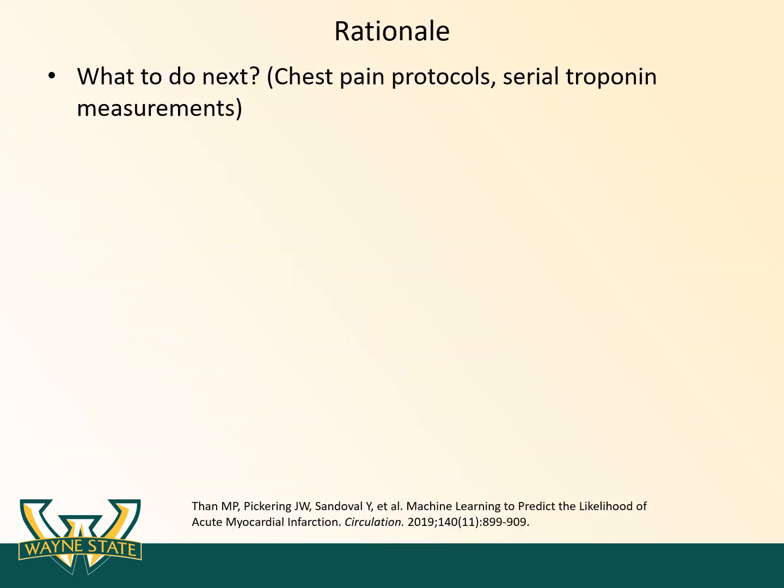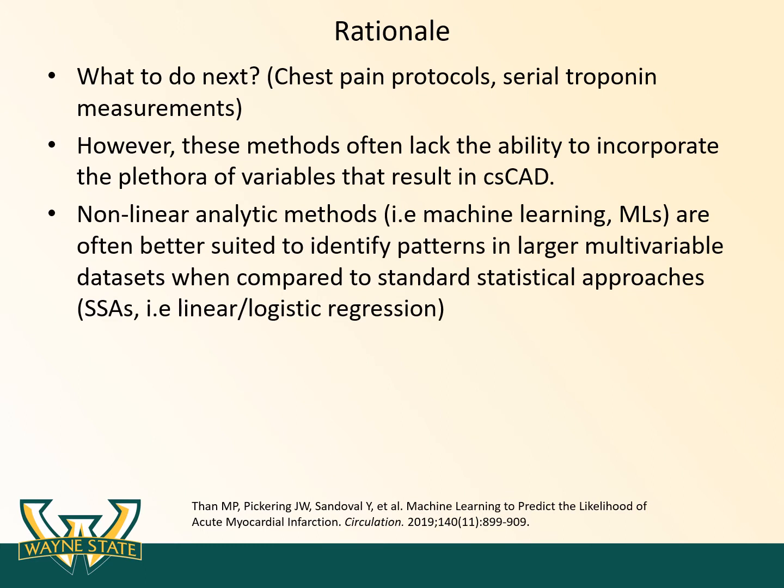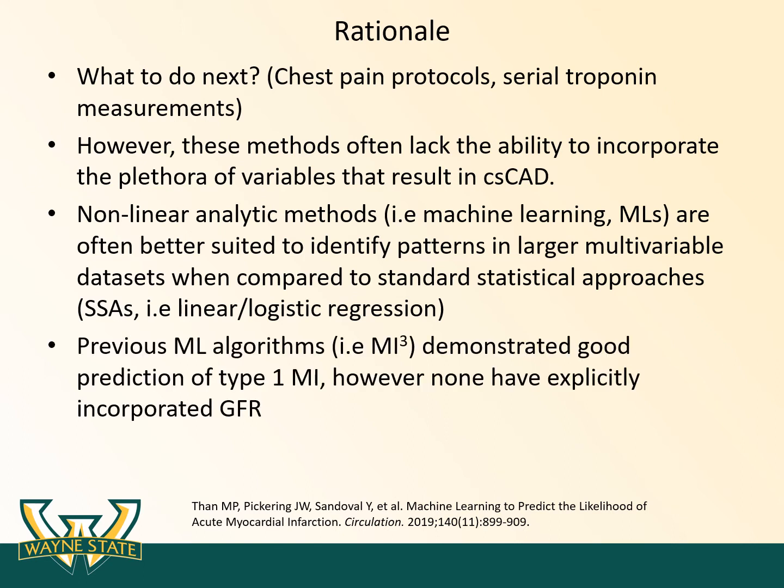What to do next? So chest pain protocols, serial troponin measurements, such as delta change in troponin at varying intervals, have been used to try and better optimize troponin readings. However, these methods often lack the ability to incorporate the plethora of variables that result in clinically significant coronary artery disease. Nonlinear analytic methods, such as machine learning algorithms, are often better suited to identify patterns in larger multivariable data sets when compared to standard statistical approaches such as linear and logistic regression models.